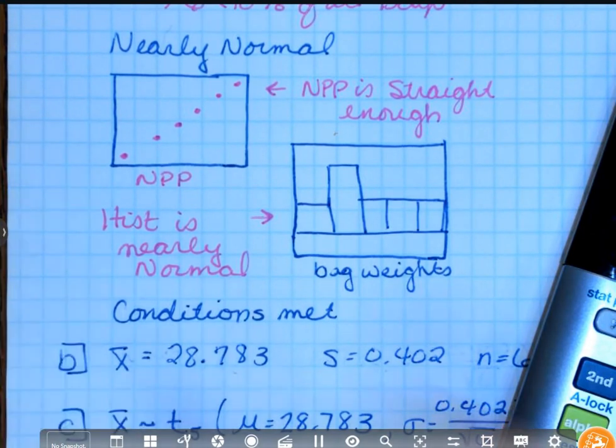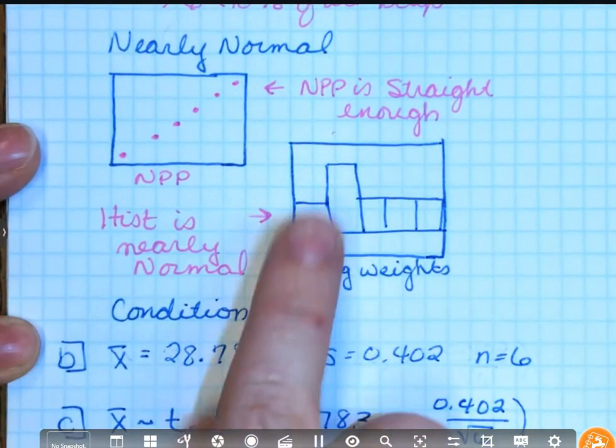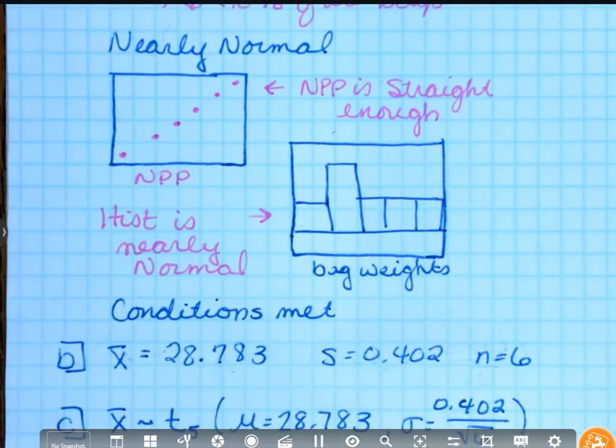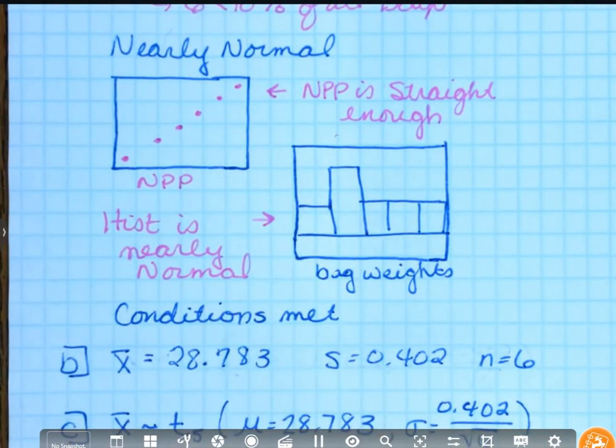A little bit easier. And compared to the histogram, the Npp plot is a lot easier to say straight enough than it is to say, looking at the histogram when it's zoom stat, that it's nearly normal. Do y'all understand what I'm talking about with that?